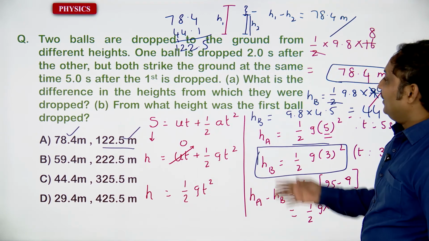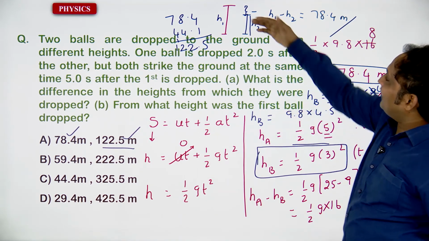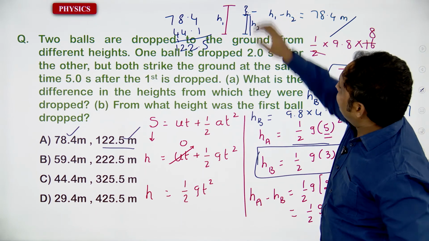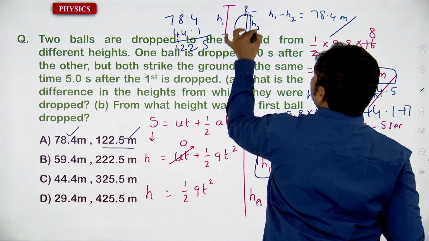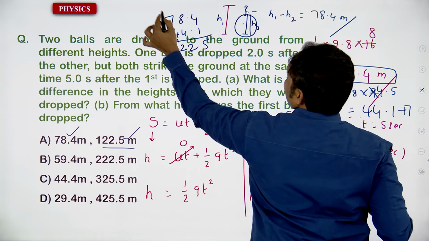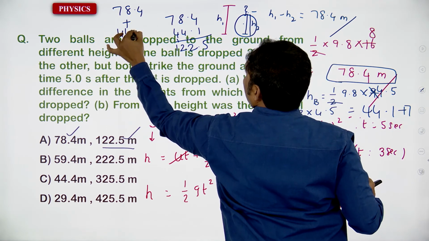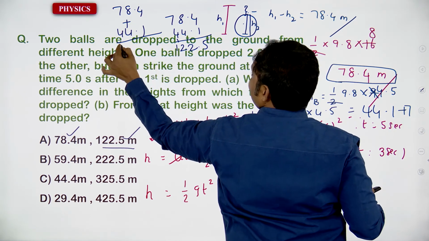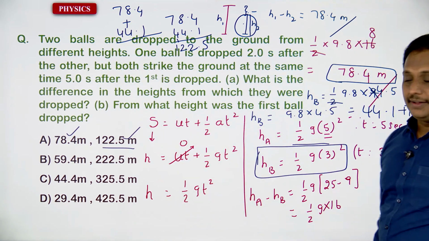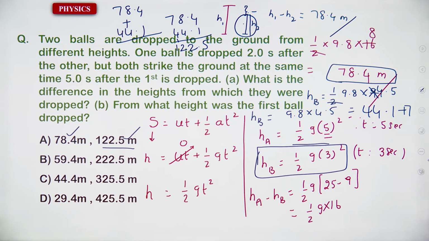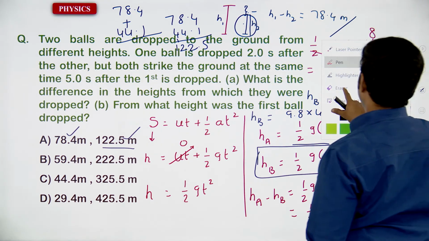From what height has the first ball been dropped? You know that this is going to be added: 78.4 plus 44.1. So you will get that result. It's very clear. Everyone has to look into that matter, you would like to get this one. All right.